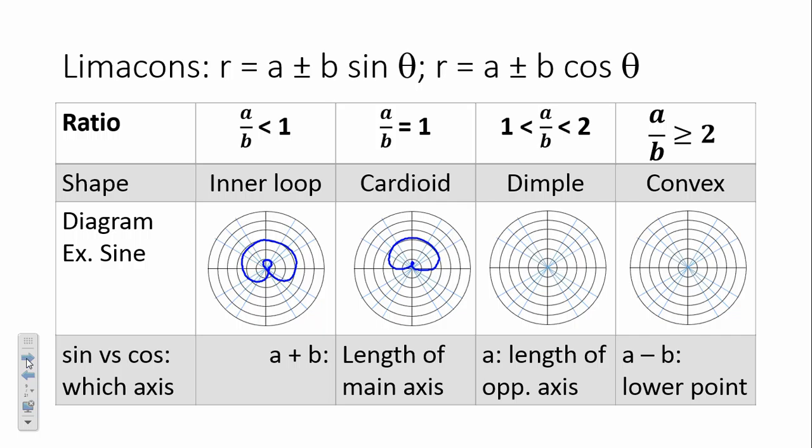When A over B is between the numbers 1 and 2, then we get a dimple. And a dimple looks something like this. It's just an indentation. It doesn't come to a point. And finally, when A over B is greater than or equal to 2, we get a convex Limaçon. And that looks something like this. It's kind of just flattened out.